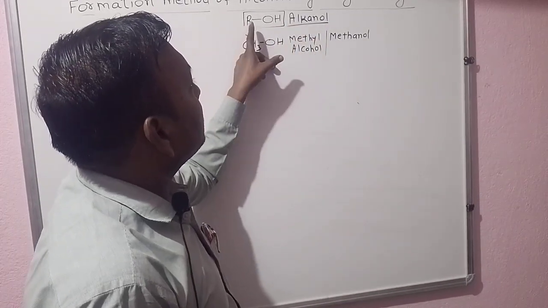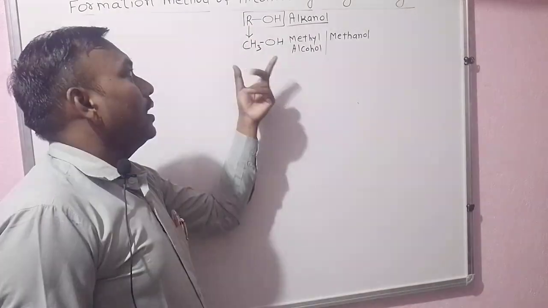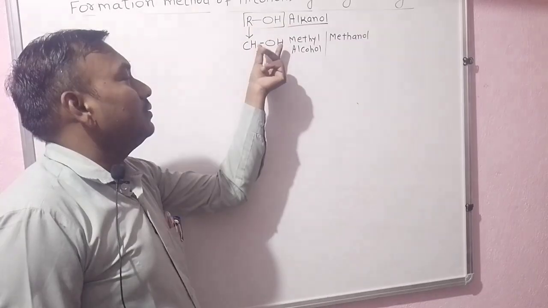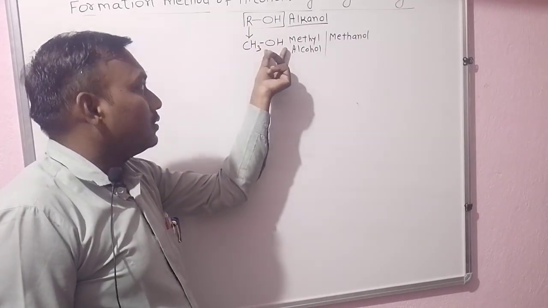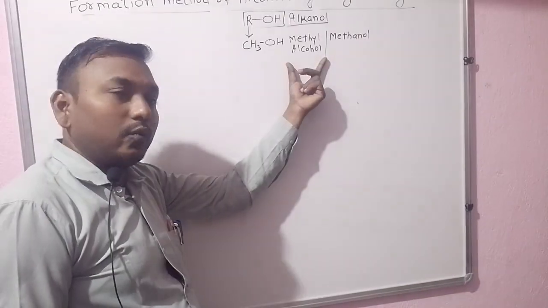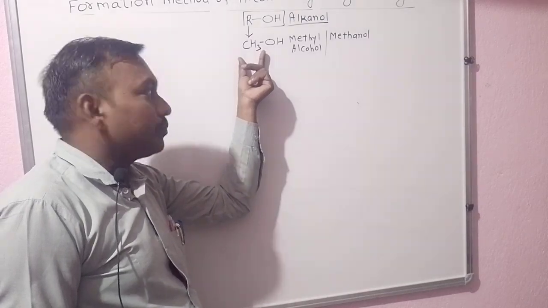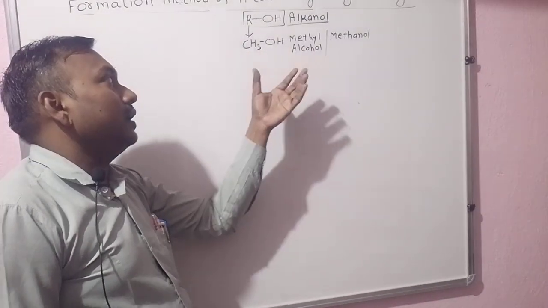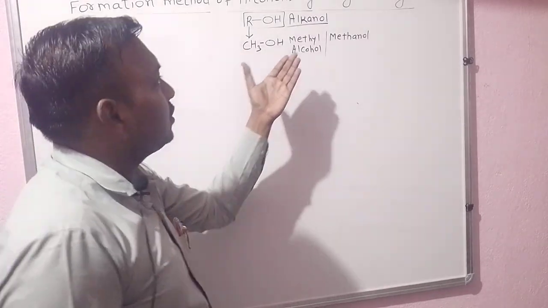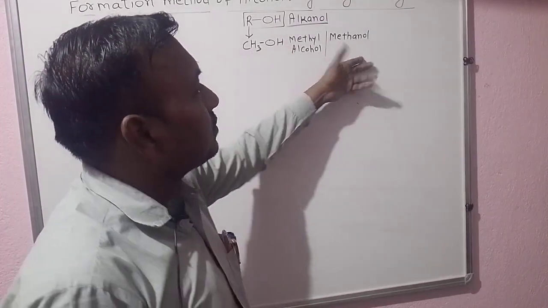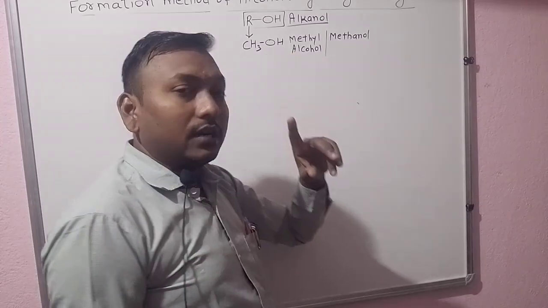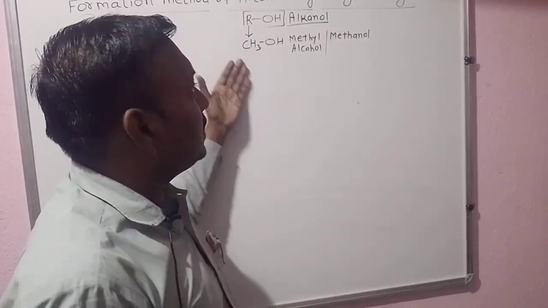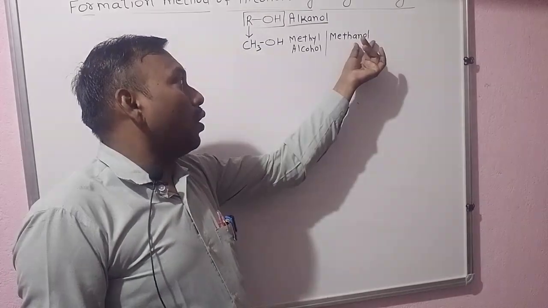For example, when we substitute any alkyl group like methyl here and join it with an OH group, its common name is methyl alcohol, because CH3 is methyl and OH is the alcohol group. Methyl alcohol is the common name, and its IUPAC name is methanol, because there is only one carbon. One carbon is known as meth, and only a single bond is present, so methane, and "ol" is the suffix of the OH group.